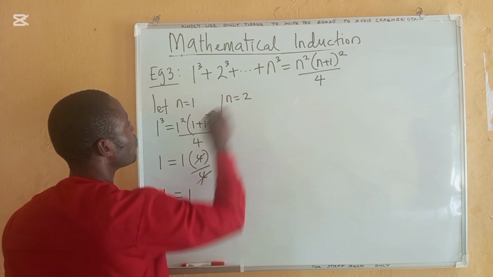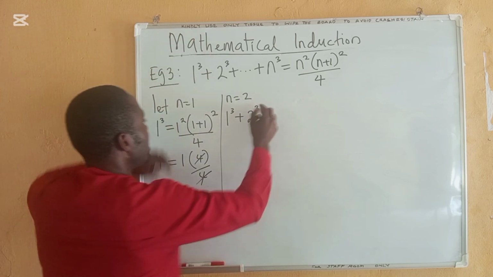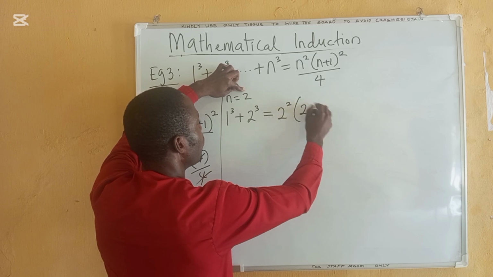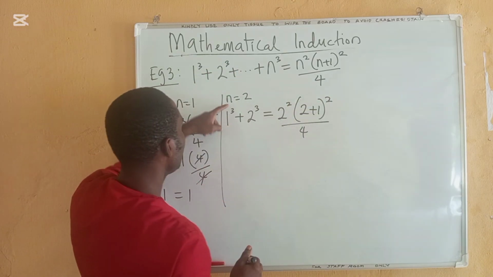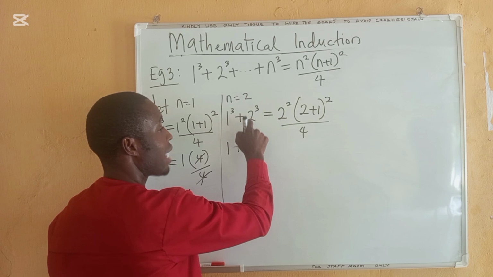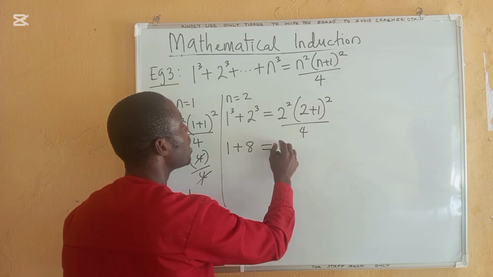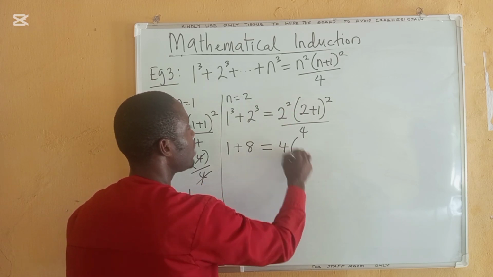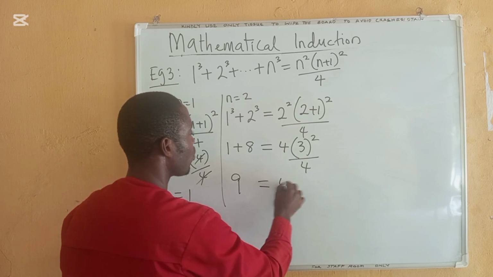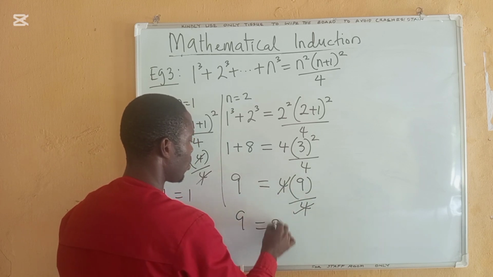At n equal to 2, we have the first term plus the second term, basically n equal to 1, 2, is equal to, n is 2, so we have 2 squared into 2 plus 1 squared divided by 4. 1 cubed will give us 1, plus 2 cubed, that will give us 2 times 2 times 2, 2 times 2 is 4, 4 times 2 is 8, is equal to 2 squared, that will give us 4 into 2 plus 1, 3 squared, divided by 4. 1 plus 8 is 9, equal to 4 into 3 squared is 9, divided by 4. This will cancel this. You have 9 is equal to 9.